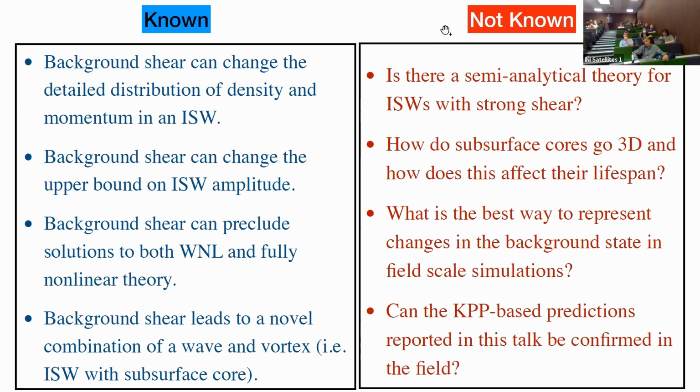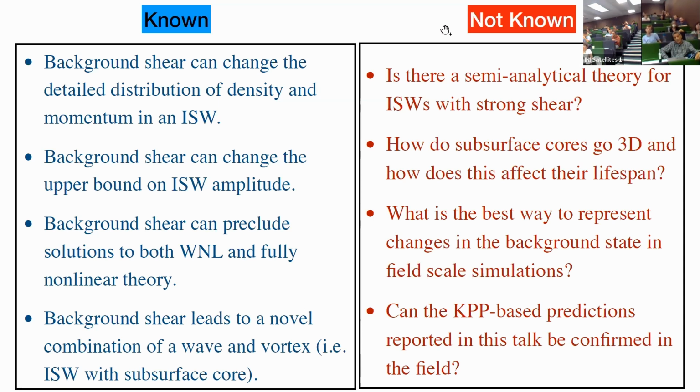Background shear can preclude solutions to both weakly nonlinear theory and fully nonlinear theory. So it'll disrupt the vertical structure of your weakly nonlinear theory first, but it'll eventually kill the DJL too. And then background shear also leads to an interesting novel combination of wave and vortex, right? So going back a long time ago, Peter Baines reviewed one of my articles, and made me read way too much for one article, but it was really interesting. He has this notion, because I guess old school physicists do this sort of stuff, that you need resonance for every instability. So he claims that shear instability is resonance between vorticity waves and gravity waves, right?